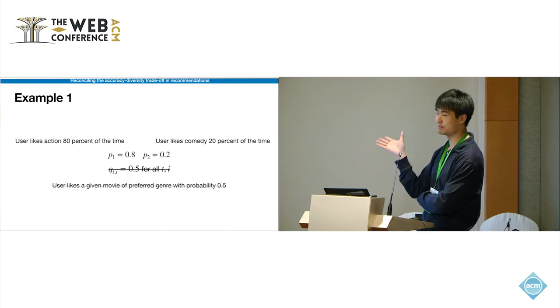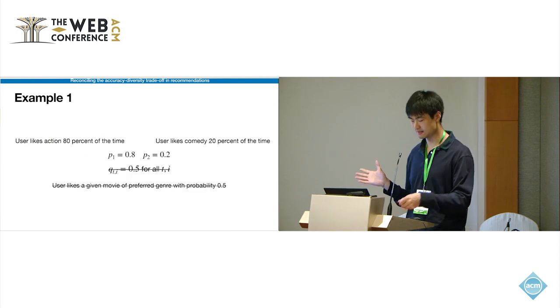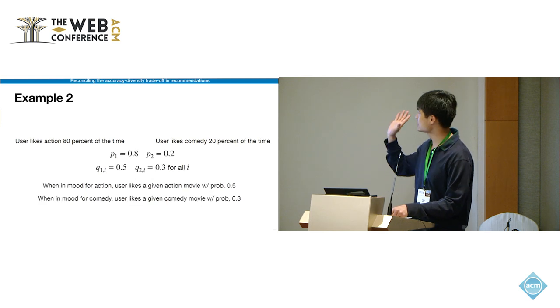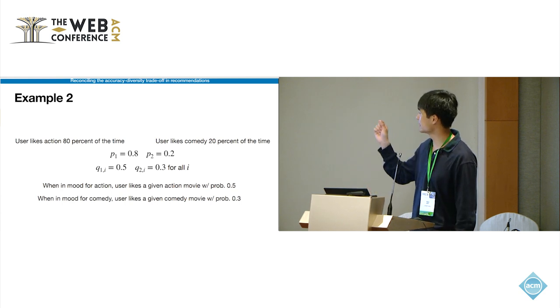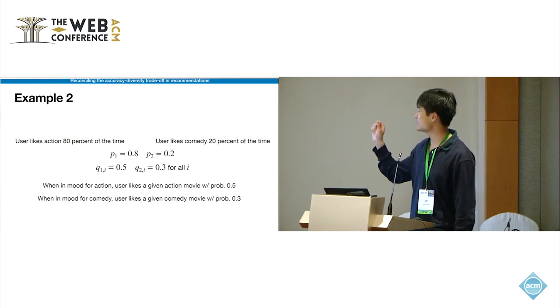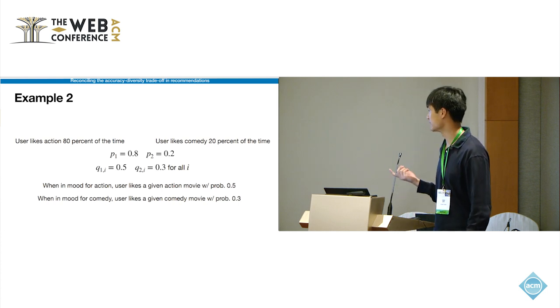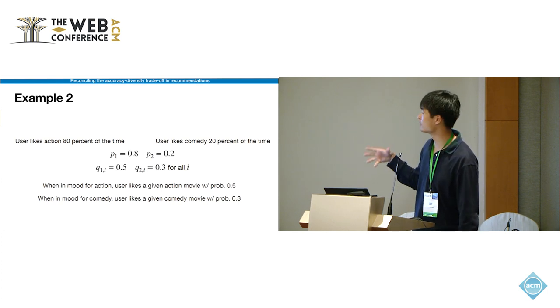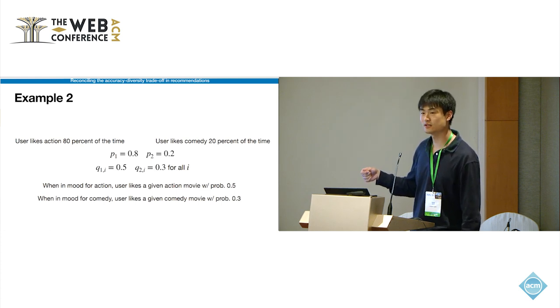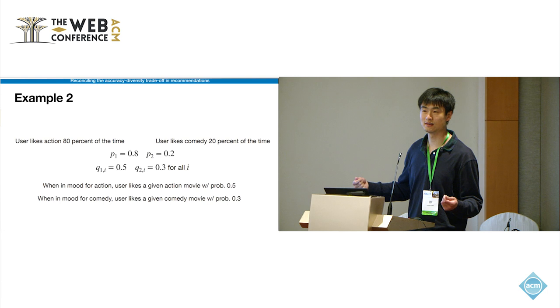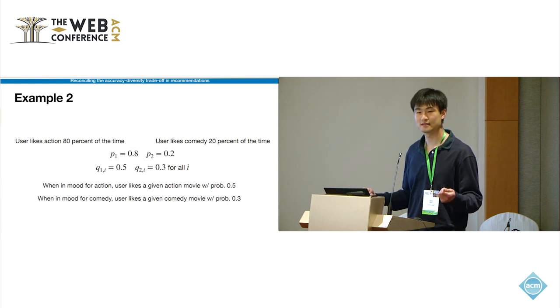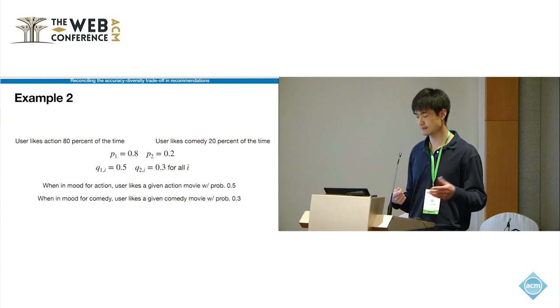Okay, so now I'll return to this example, and make it just a little bit more complicated. Once again, we have users who like action movies 80% of the time and comedy movies 20% of the time. But now I'm going to let Q1i be equal to 0.5 and Q2i to be 0.3. What this means is that when the user is in the mood for action, the user likes a given action movie with probability 0.5, whereas when the user's in the mood for comedy, the user likes a given comedy movie with probability 0.3. So in some ways the quality of comedy movies is lower, or the platform is less certain about which comedy movies are the high quality ones.